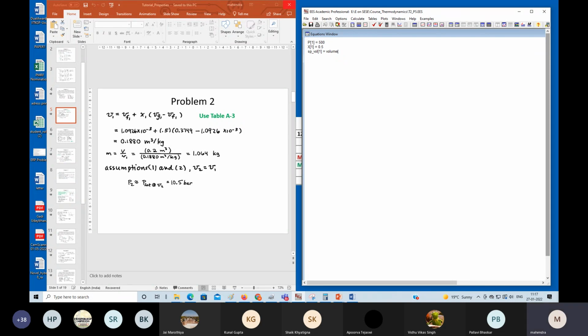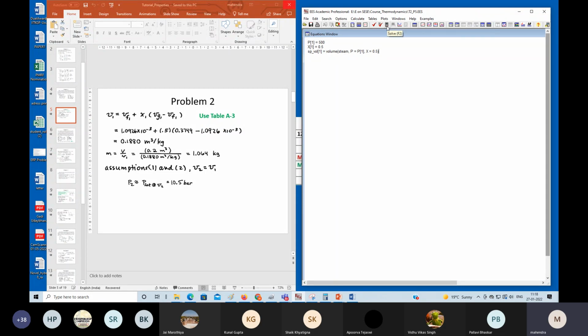What is this? This is the steam. That's what we have written. Steam over there. Okay. And then P equal to P1. Two independent properties we have to mention over here, right? P equal to P1, X equal to 0.5. We have given these properties. Let us see what will happen.